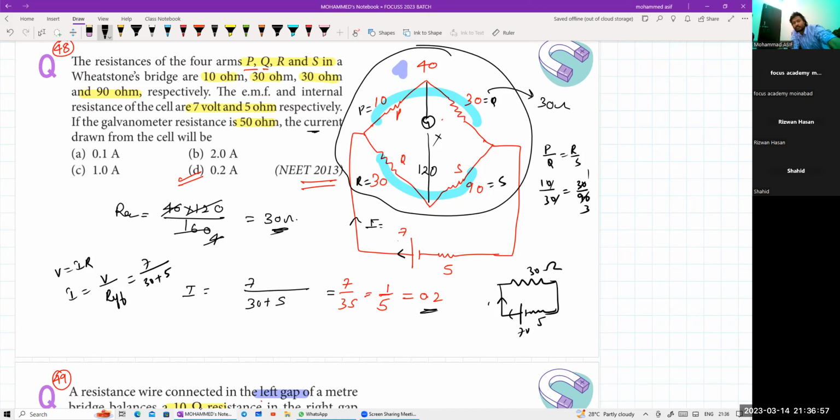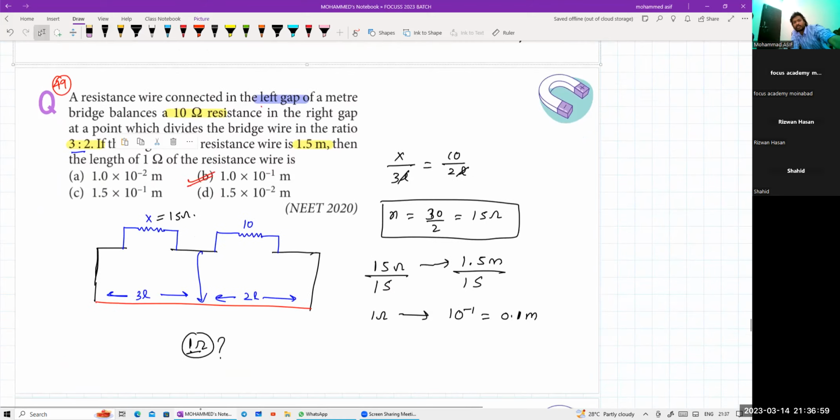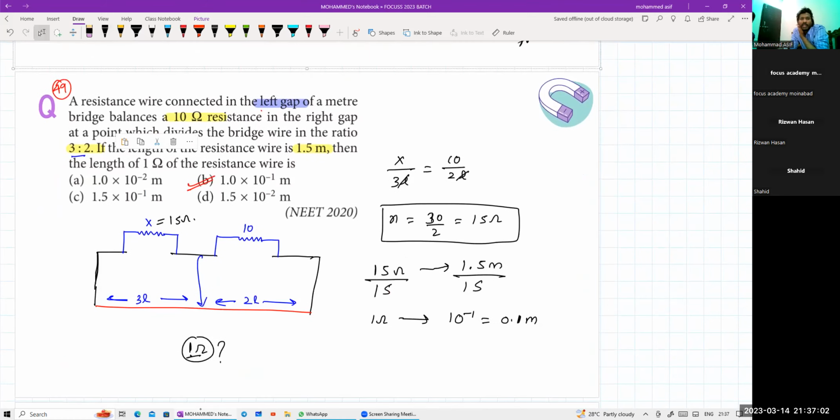आगे ऐसे देखो, चलो क्वेश्चन नंबर 49 देख लीजिए। A resistance wire is connected in the left gap of the meter bridge. लेफ्ट गैप में क्या है मेरे पास, ये वाला। 10 ohm resistance in the right gap. Right gap में resistance 10 है, यानी ये वाला S हो जाएगा, ये X, और ये L. This will be your 100 minus L.